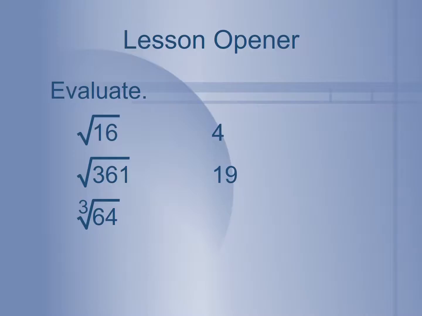Now, this last problem is a little different because we've got the cube root of 64. So we're saying what number times itself again and again is 64. Well, remember when we listed the perfect cubes, 64 was on the list, and it was what you got when you did 4 times 4 times 4. So the cube root of 64 would be 4.